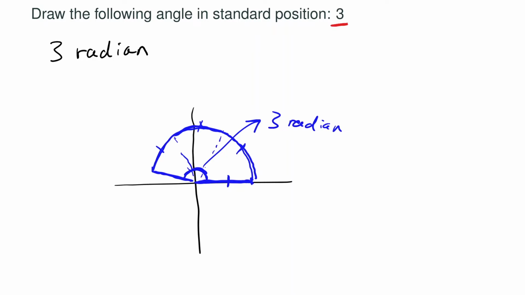And remember, pi, which is about 3.14 and an unending decimal, was exactly this right here. Therefore, 3 radian should be a little less than pi, which is right here. So this is a terminal ray. Let me mark it this way. Here's the initial ray. Here's the terminal ray. And this angle refers to 3 radian.